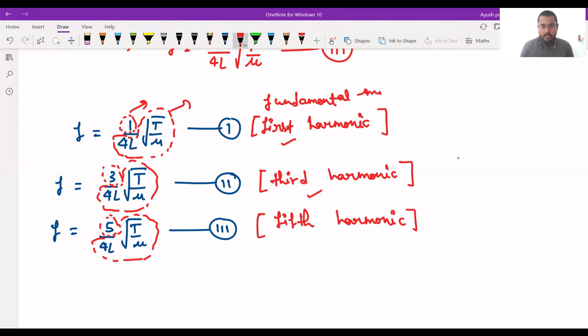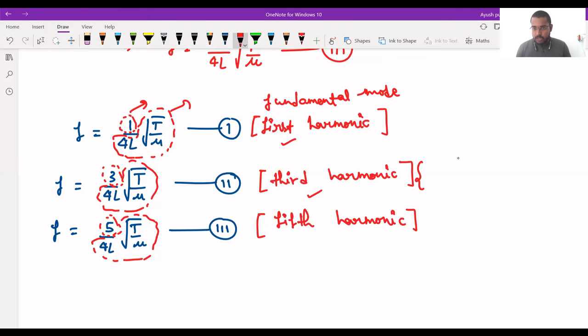Fundamental mode. And you understand why this is called the fundamental, because this is the minimum possible frequency by which the string wave can form if the string is fixed at one end and open at the other. Great. And one more terminology we use to define these frequencies.